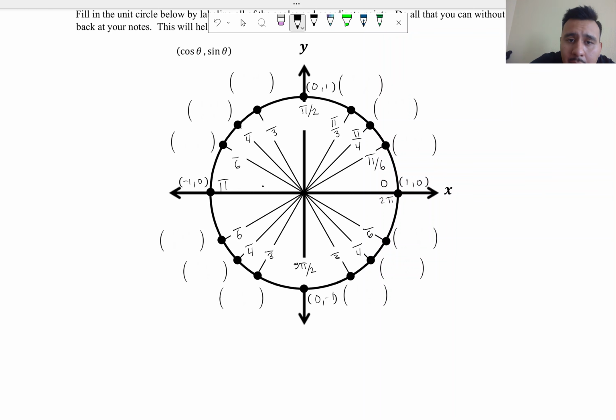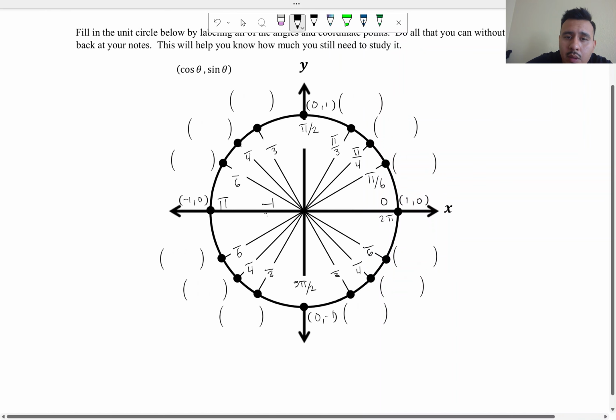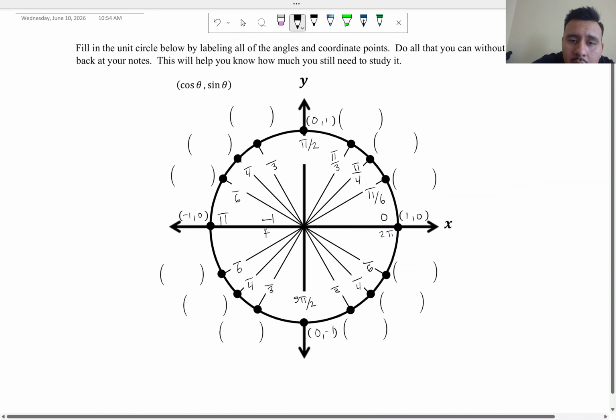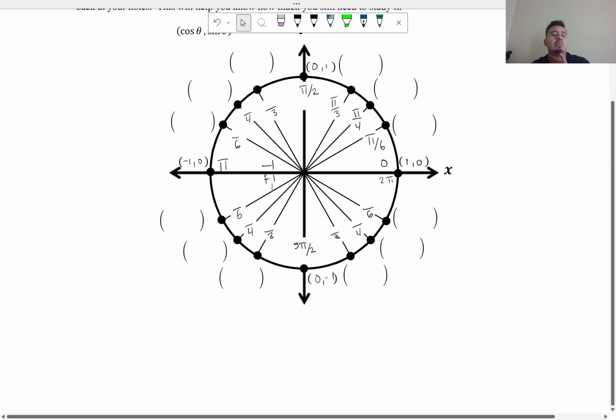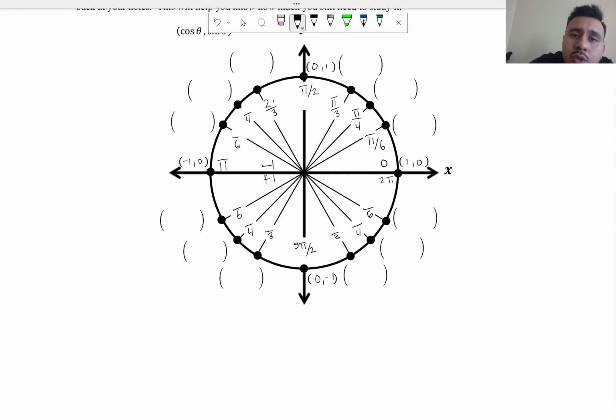This is essentially going to be a -1, a +1. So let's get started with the second quadrant. The second quadrant is -1. So 3 minus 1 is 2, so it's going to be 2 pi over 3. 4 minus 1 is 3, so it's going to be 3 pi over 4. 6 minus 1 is 5, so it's going to be 5 pi over 6.